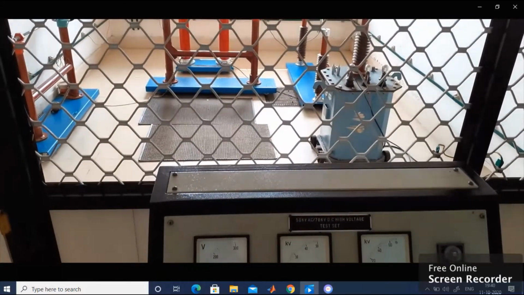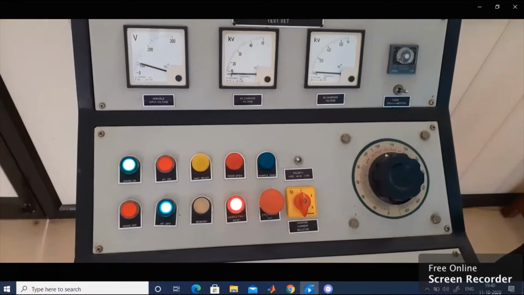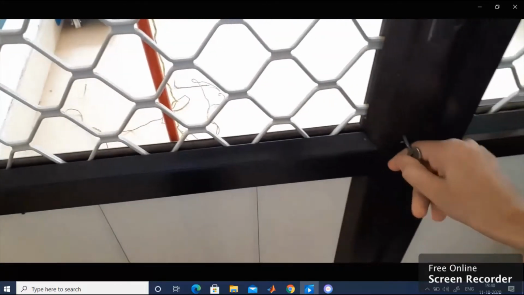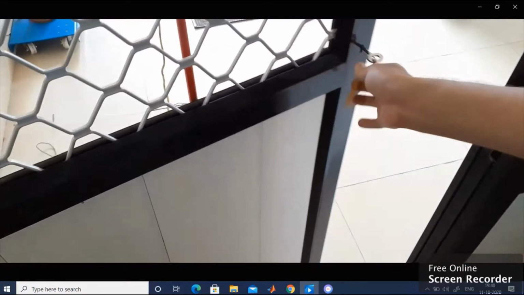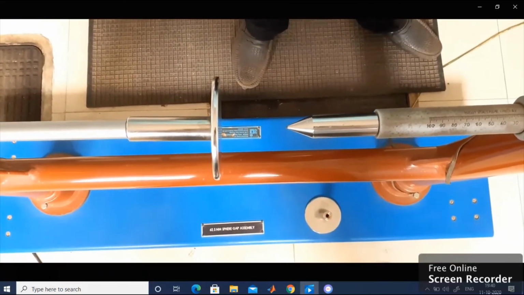So you can note down the readings. You have to tabulate whatever reading you have obtained. Afterwards, the dimmerstat should be at 0 position. Then turn off the kit. Now you can come inside the room, and don't forget to do the earthing procedure.